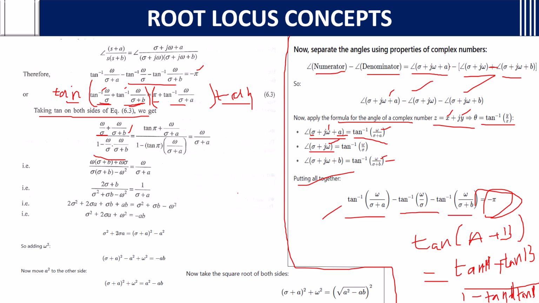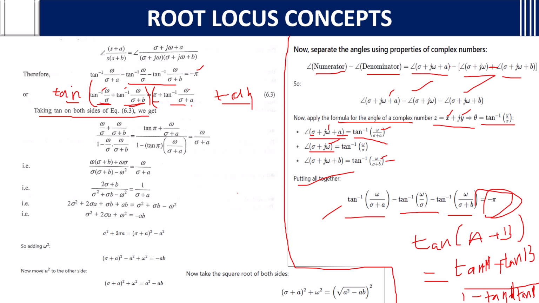Here also tan and tan inverse will get cancelled. Right side also it is in the form of what? Tan of A plus B. Tan A plus tan B. As here pi has no tan inverse, you will write directly tan pi. Then tan B. Tan B is what? Tan of tan inverse omega by sigma plus A. You will get tan and tan inverse cancelled, omega by sigma plus A. 1 minus tan A and tan B. Tan and tan inverse will get cancelled, again you will get omega by sigma plus A.